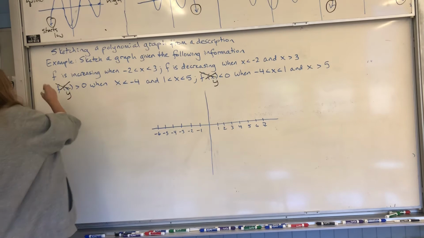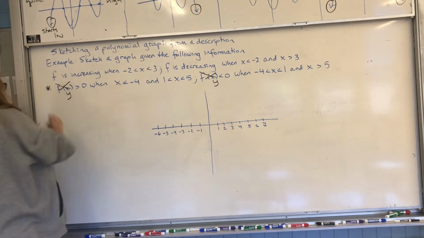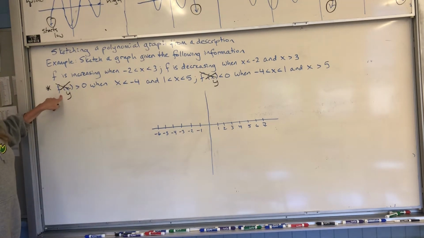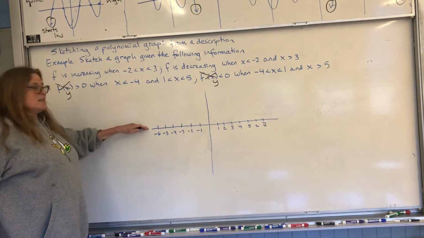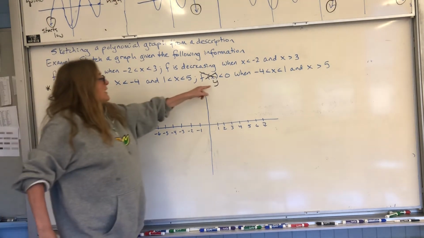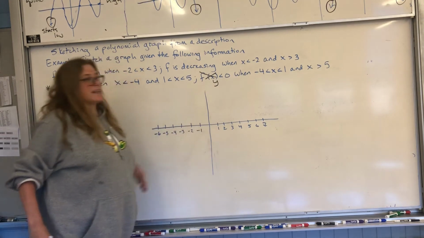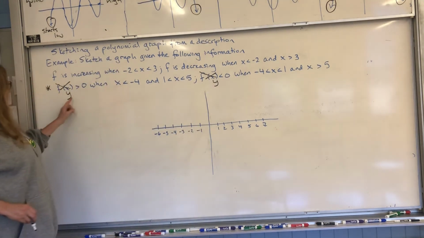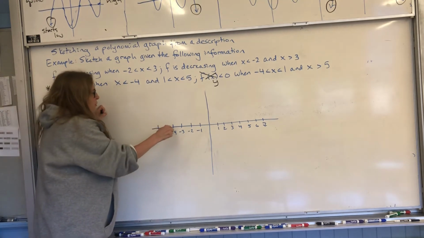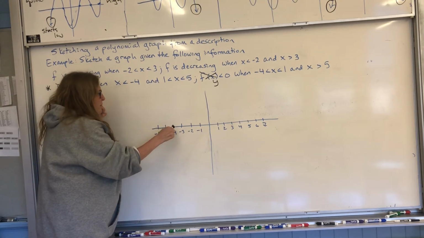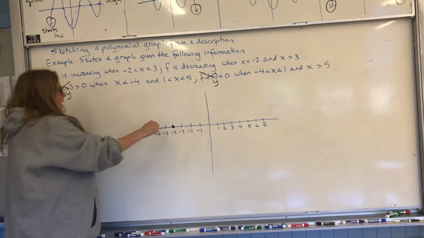So I actually think it's better to start with the second row of information, right? Because this is telling me where y is greater than 0, which means it's above the x-axis. And this is telling me where y is less than 0, which is below the x-axis. So let's see what they say. They say y is greater than 0 when x is less than -4. So that means -4 is a boundary point. And they're telling me y is greater than 0.